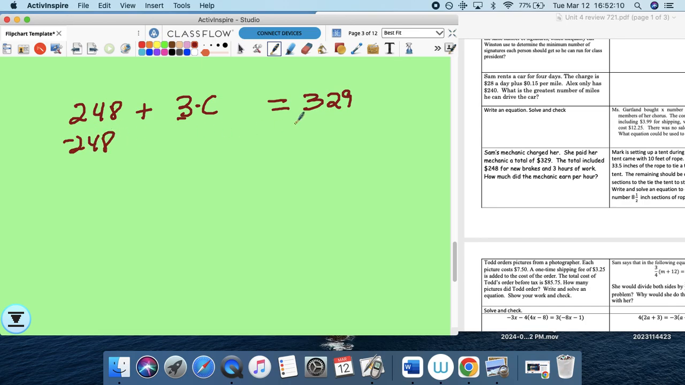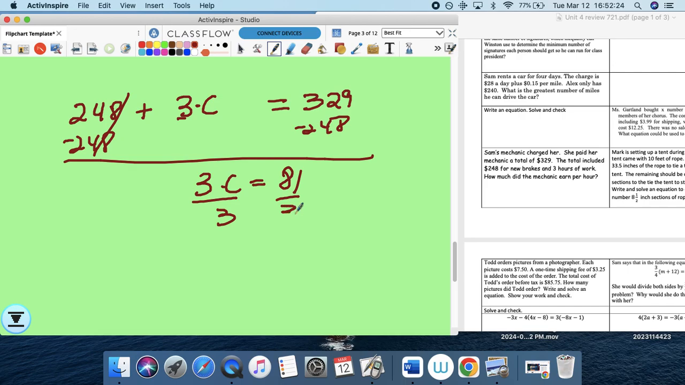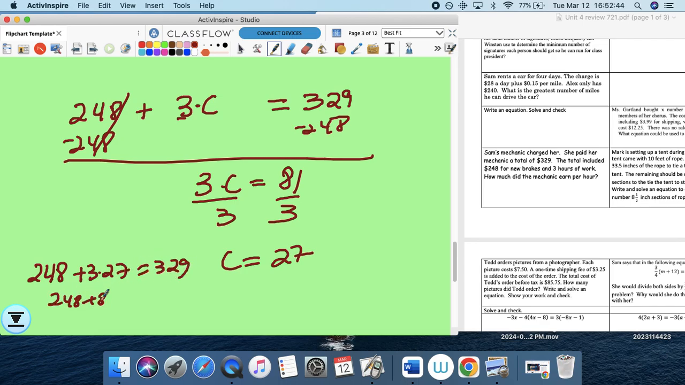Minus 248, minus 248. That goes away. 3C equals 329 minus 248, which is 81. Divide by 3, divide by 3. And the cost per hour for the mechanic was 27. So the mechanic charged $248 for the brakes, and then $27 per hour that he worked on the car. So again, just do a quick check. 248 plus 81 equals 329, and then notice that left side equals right side, so we're good.